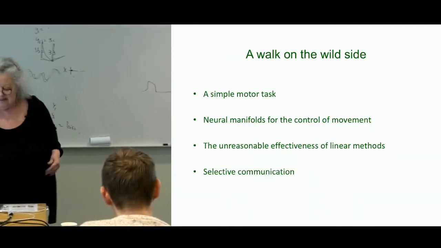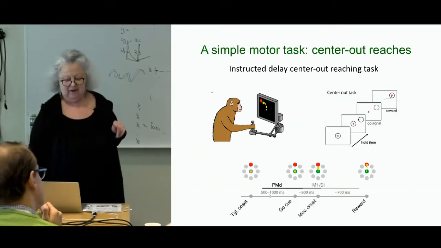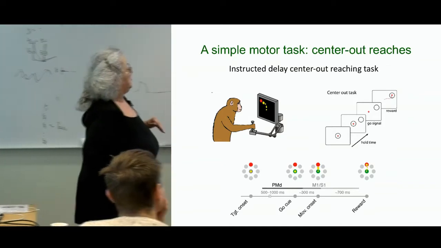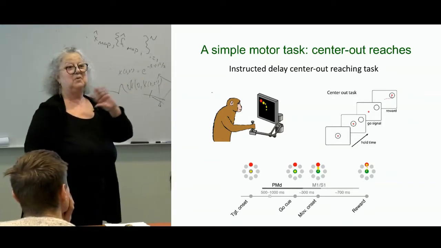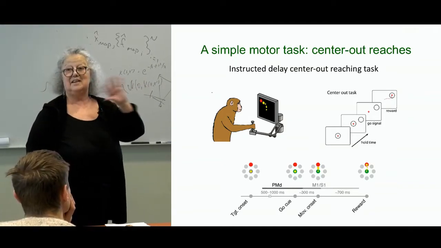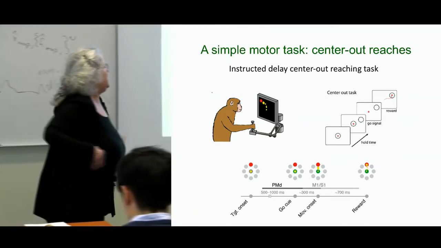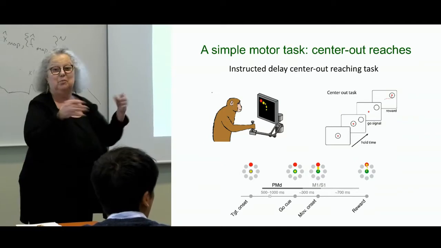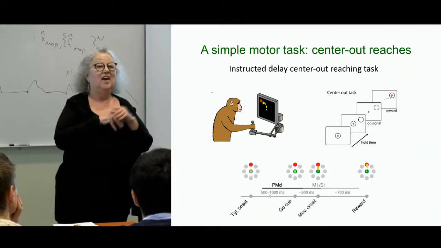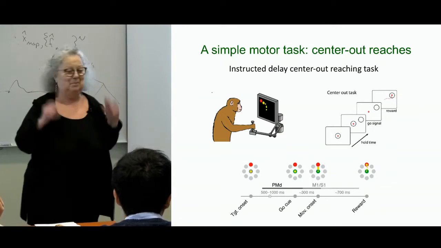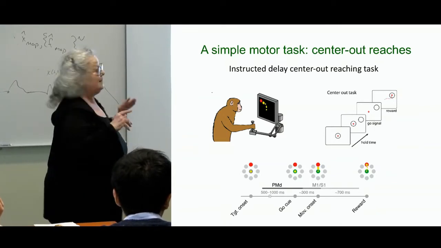So let me start by telling you about a very simple motor task. I'm going to be a little bit different from Jonathan this way. I'm going to start by telling you a task and the data and analyzing that particular data set. This task is a little bit like the pendulum problem for physicists. It's a task that everybody who works on motor control uses. It's the typical task, what is called a center-out task.